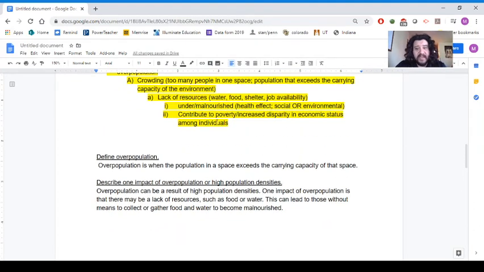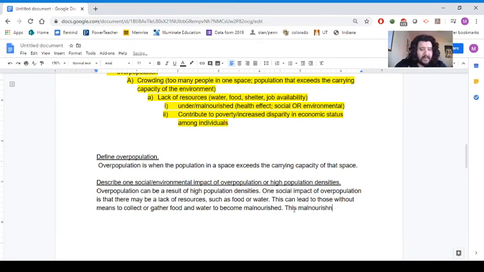If I want a second impact, I have this other one, all right? So maybe this is going to be one social or environmental impact. And here all I have to do is add onto my response, right? One social impact of overpopulation is that there is a lack of resources such as food and water. All right, this can lead to those without means to collect or gather food to become malnourished. This malnourishment negatively impacts the health of these individuals, right? And here I have a full FRQ response.